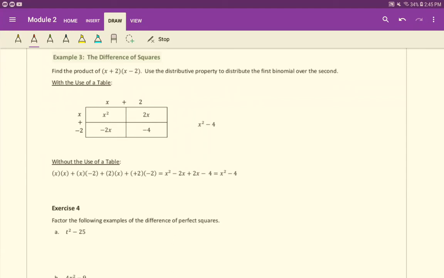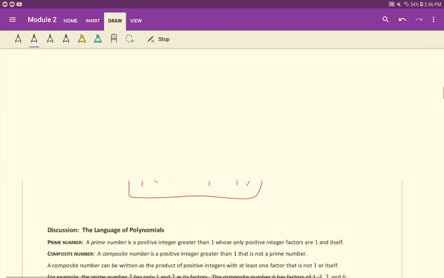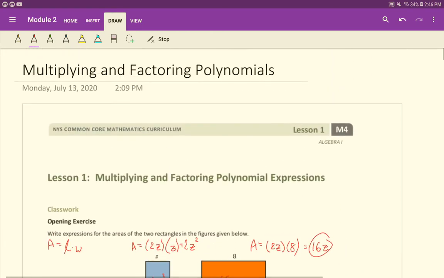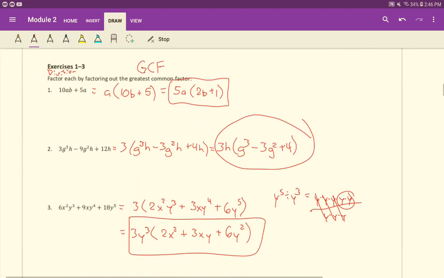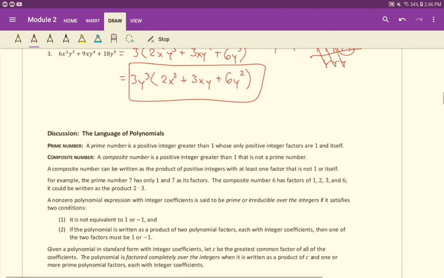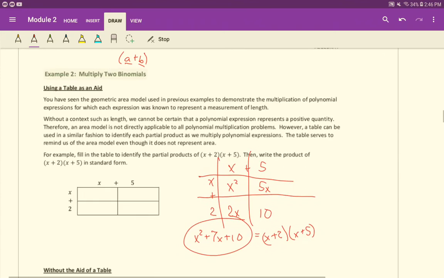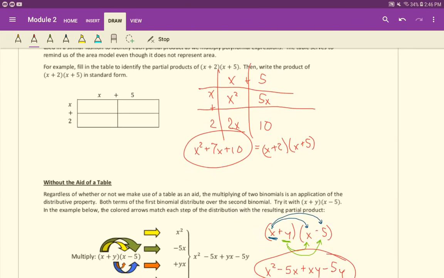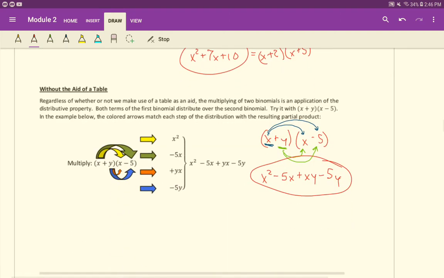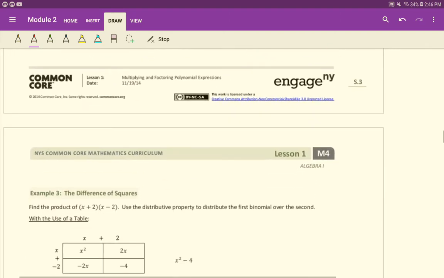Welcome back. This is the fourth video for Module 2, Lesson 1, in which we are looking at multiplying and factoring polynomial expressions. Okay, we already talked a little about factoring with greatest common factor in a previous video. We also talked about how to multiply two polynomials together, specifically binomials in this case, but you can generalize that strategy for other polynomials too.